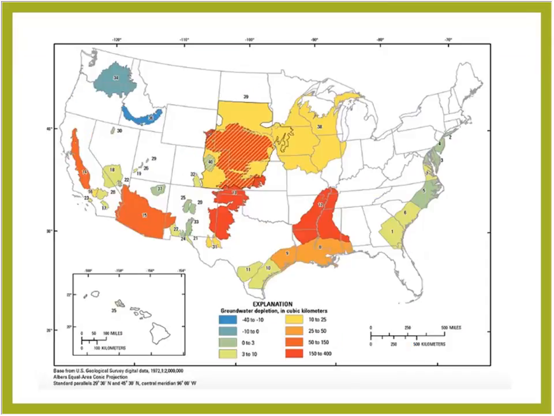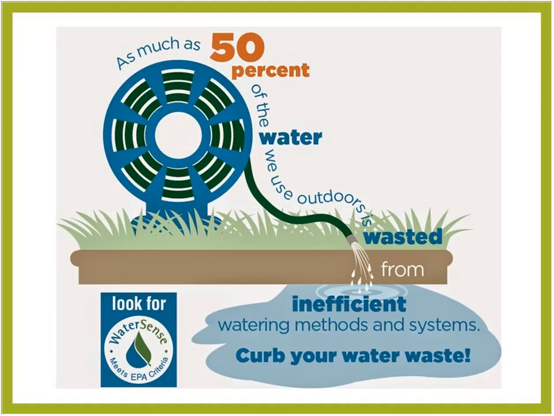Again, droughts are expanding. You can check out more information online if you just look at what's going on with droughts both in groundwaters and lakes around the country. On the left there, bottom left, EPA's WaterSense has a lot of great information.